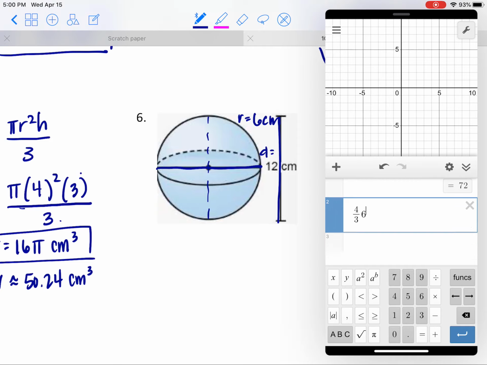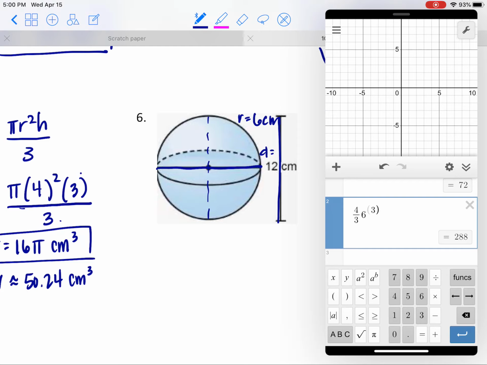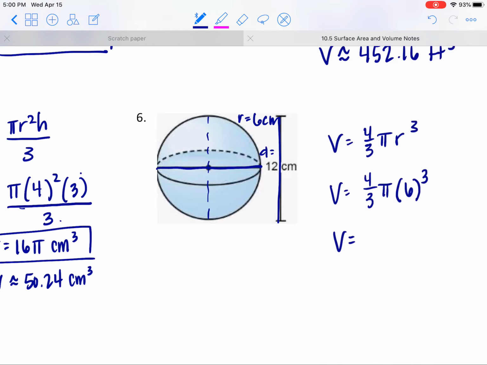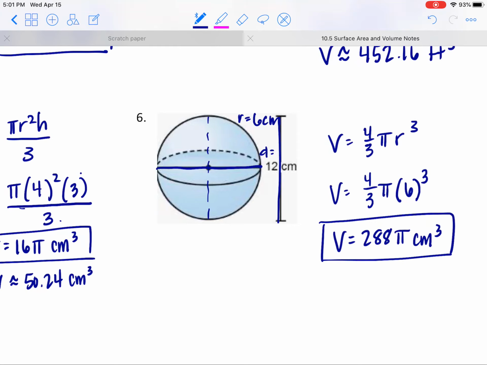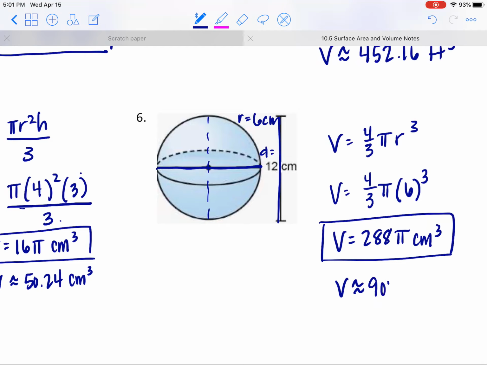So 4/3 and then 6 cubed. I don't think I need parentheses around the 6 cubed, but just to be safe, yeah, 288, we're good. So this is going to be exactly 288 pi centimeters cubed. And then if we want the approximate answer, then we'll put the pi in there. So 288 times 3.14 is 904.32. So 904.32 centimeters cubed for that approximate.